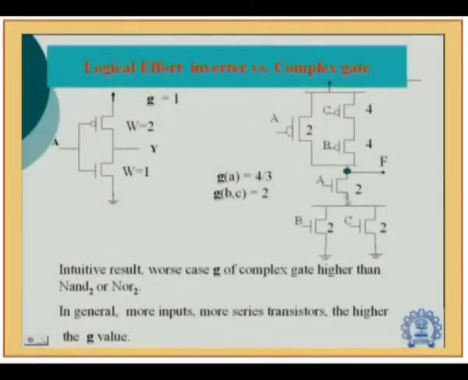Though they are in parallel, since they are a series combination here, I need that to be changed again. So 2 plus 2, and now for each input I can say 2 plus 2, 4. 4 by 3 is the logical effort for A input. For B and C, 2 plus 4, 6. 6 divided by 3, which is 2. So for B and C input, logical effort is 2.